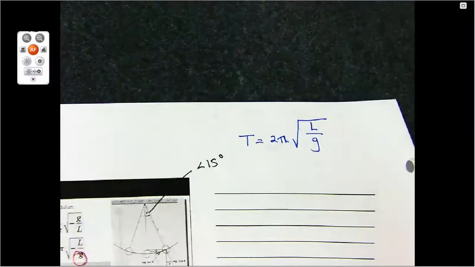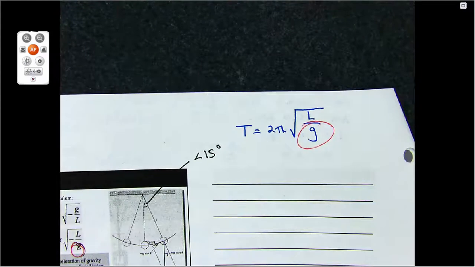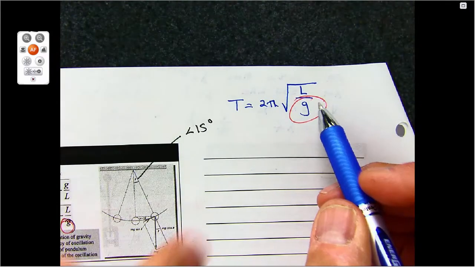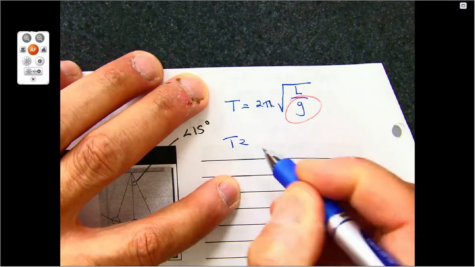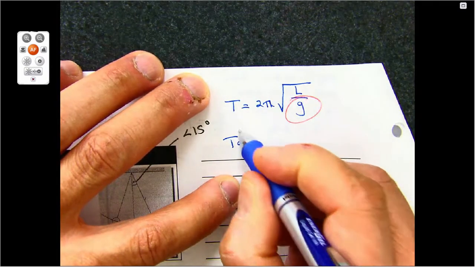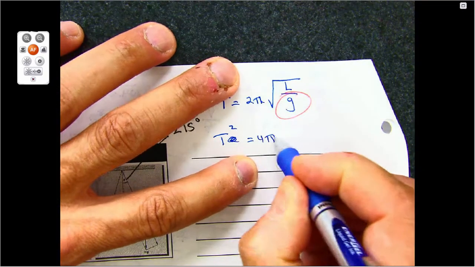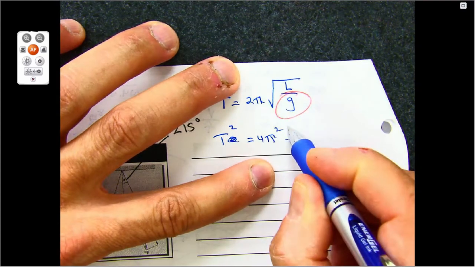Okay, so for lab, we're going to solve this. We're going to try to figure out our gravity by changing our lengths. If we're going to figure out gravity, we're going to square both sides, and we're going to end up with the period squared is equal to 4 pi squared L over G, right? If we square both sides.